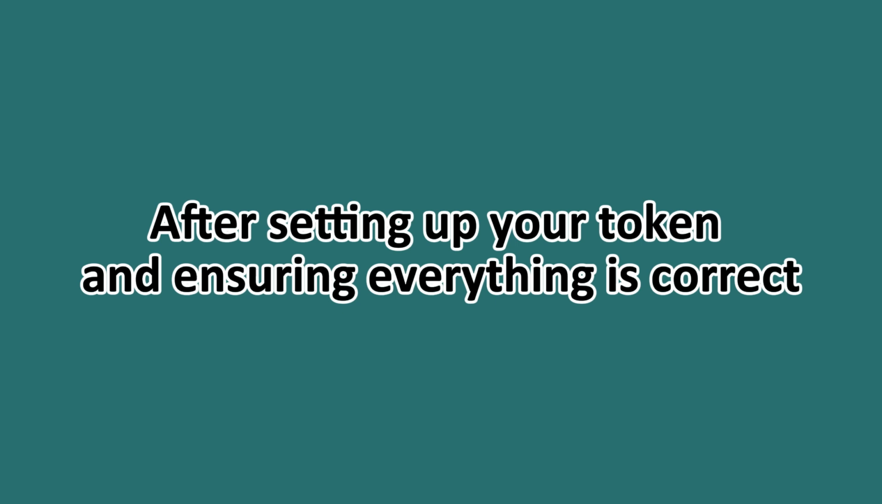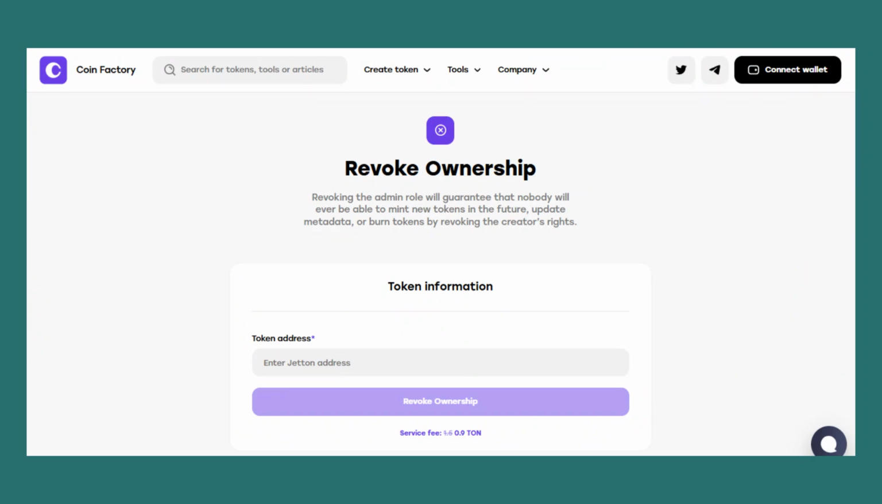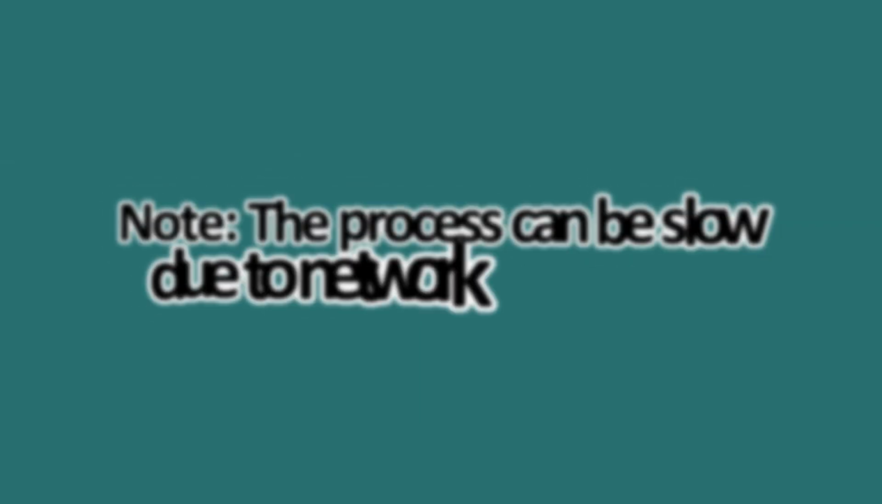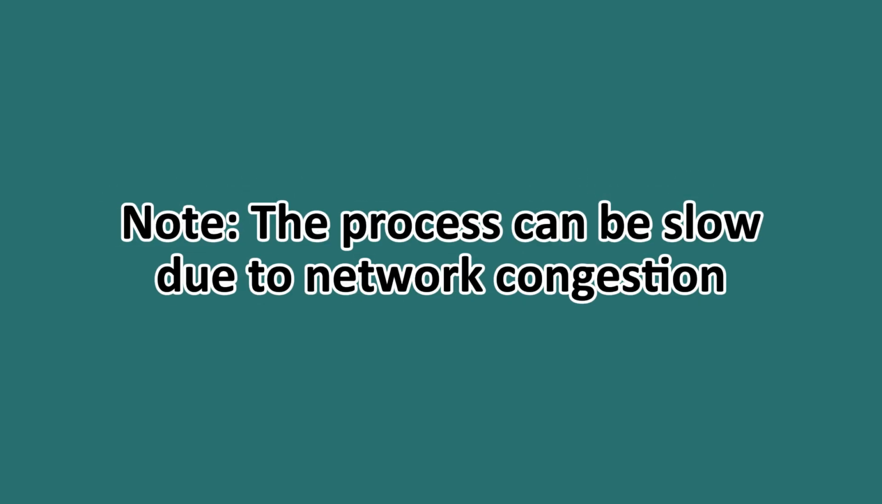And the last step is to revoke contract ownership. After setting up your token and ensuring everything is correct, you'll need to revoke your contract ownership to prevent further changes. This step ensures that your token's details cannot be altered once it's live. Do note that this process can be slow due to network congestion, so you'll need some patience for this.